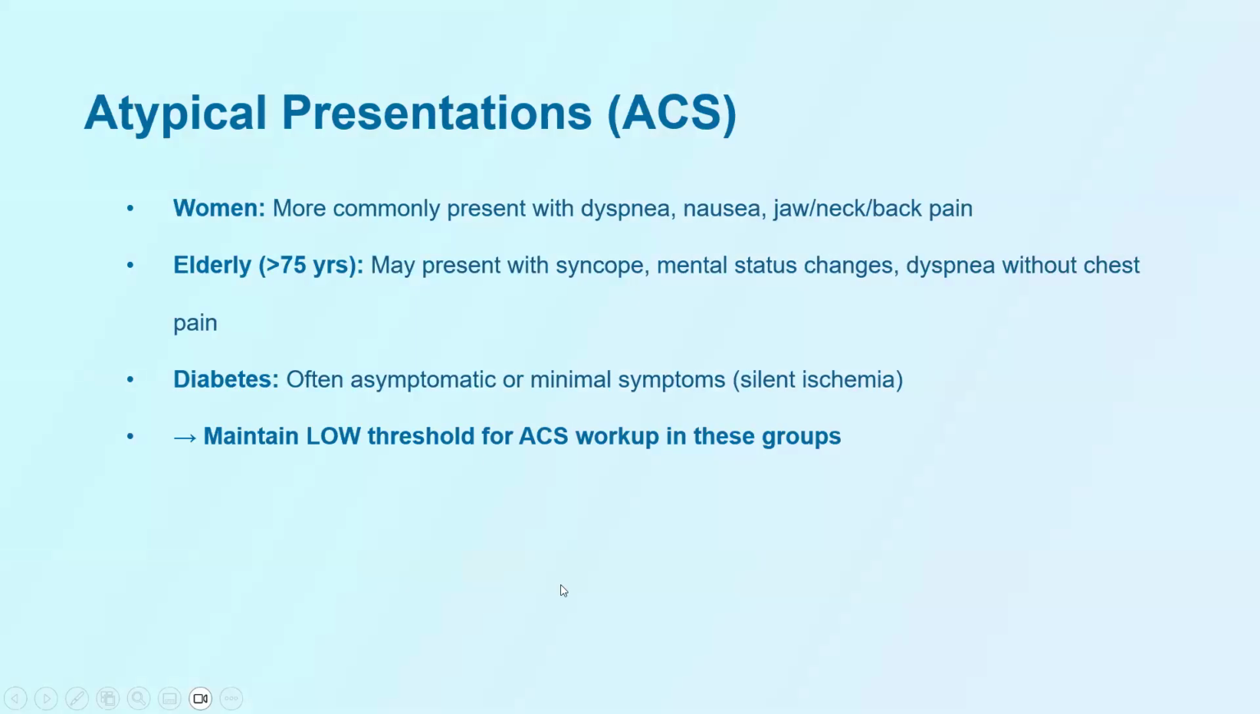Now, some patients may present with atypical chest pain. Women, the elderly, and diabetics may not have chest pain. They may come with shortness of breath, or with another symptom. They may come with a localized chest pain, not the specific squeezing chest pain going to the arm. Women most commonly present with dyspnea, nausea, and jaw, neck, or back pain, not chest pain.